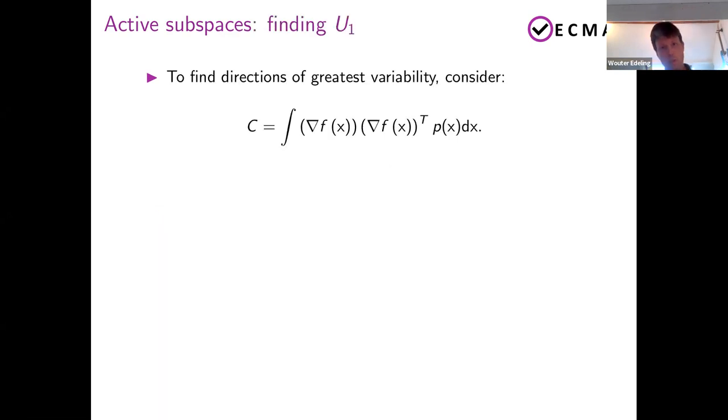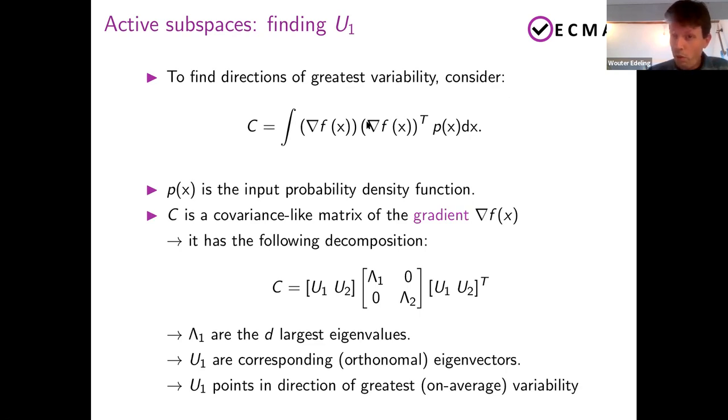Now for the first one, finding U1, again, remember we want to find directions of large variability. And so it might be a good idea to involve the gradient of the code somehow. What active subspaces do is they construct this matrix here, the C matrix. It is like an uncentered covariance matrix. There is no mean, but there's still a covariance structure that involves your code gradient. And it is weighted by p of x, the input distribution of your inputs.